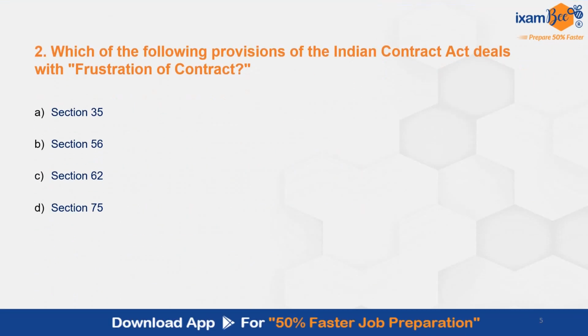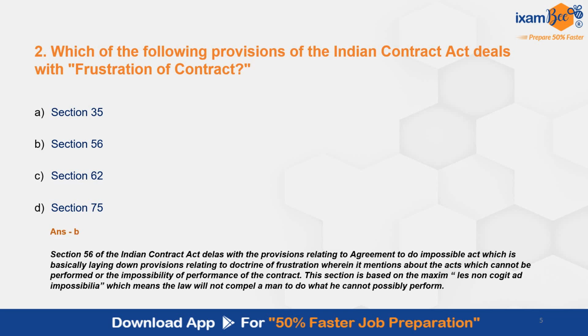Question number 2. Which of the following provisions of the Indian Contract Act deals with frustration of contract? The correct answer here is B. Section number 56 of the Indian Contract Act deals with the provisions relating to agreement to do impossible act, which is basically laying down provisions relating to doctrine of frustration, wherein it mentions about the acts which cannot be performed or the impossibility of performance of the contract.